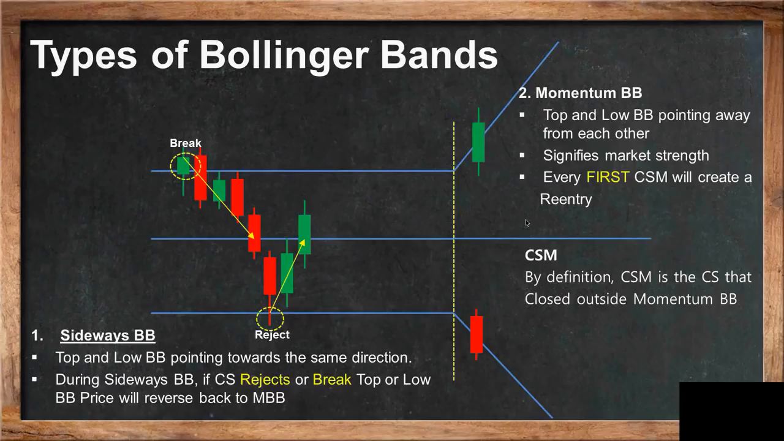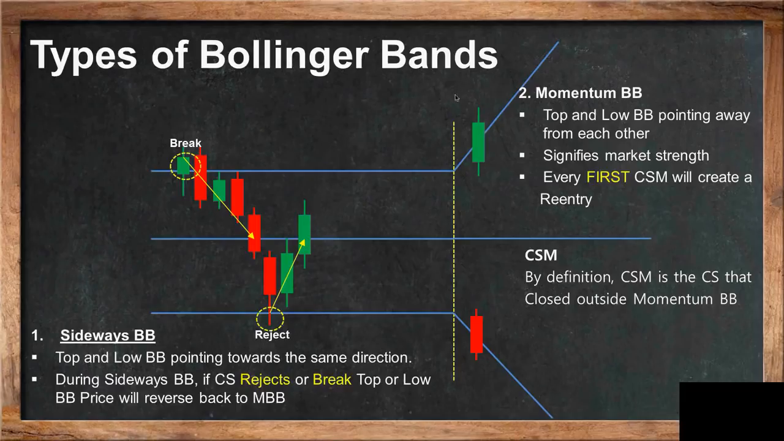Okay, so whenever you have a momentum Bollinger Band, it tells you that there's a significant market strength going upwards or going downwards. Okay, and the most important thing that you need to understand when it comes to candlestick momentum is that every first candlestick momentum will create a re-entry. Okay, so what is a candlestick momentum? A candlestick momentum, by definition, is the candle that closed outside of the momentum Bollinger Band.